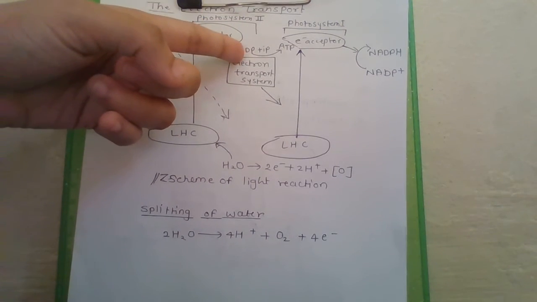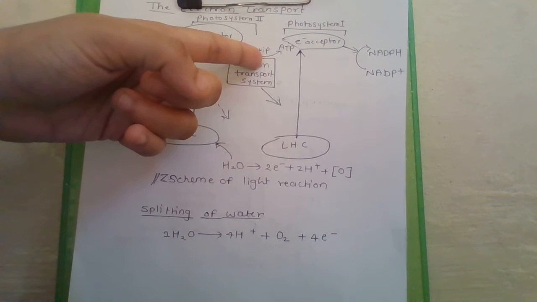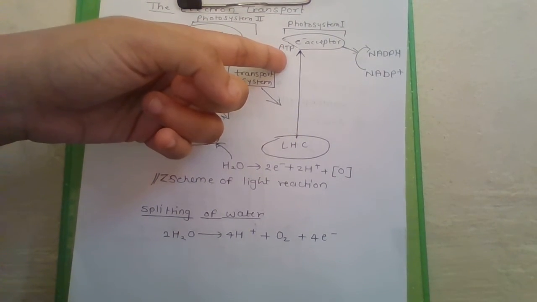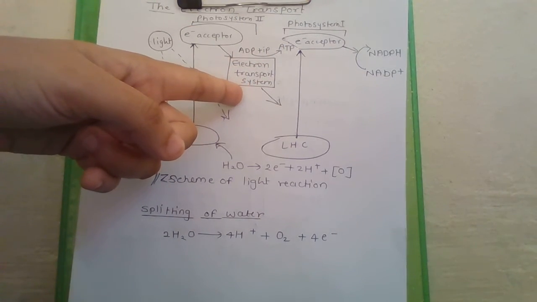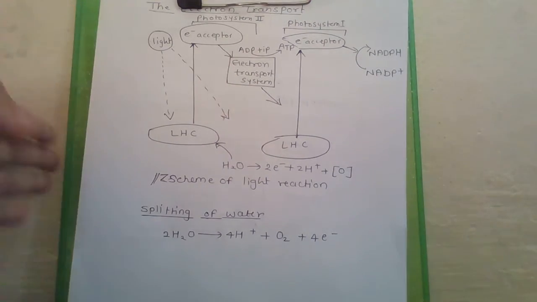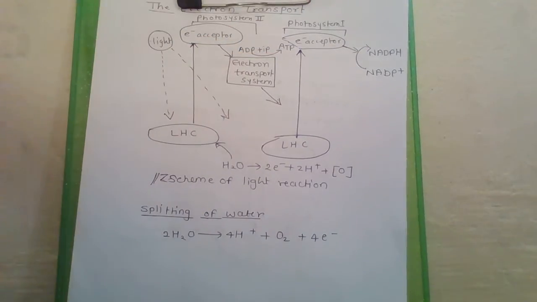In this non-cyclic reaction, here ADP plus inorganic phosphate give rise to ATP, adenosine triphosphate. So this is called non-cyclic photophosphorylation because two photosystems are working in a serial manner.